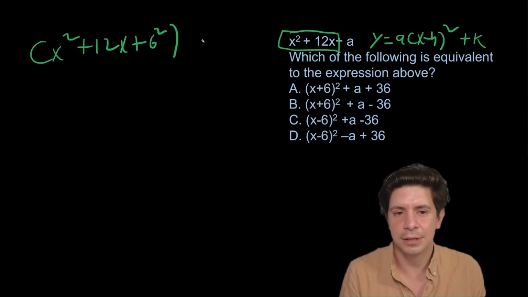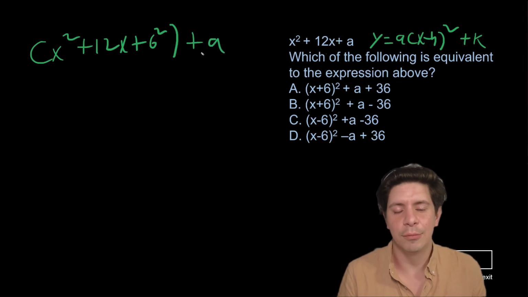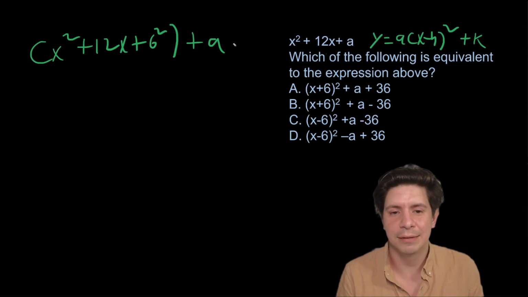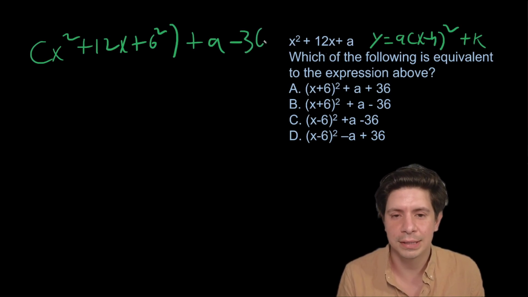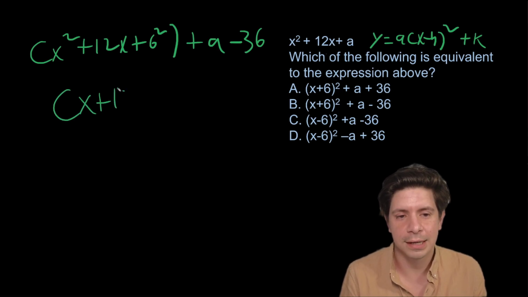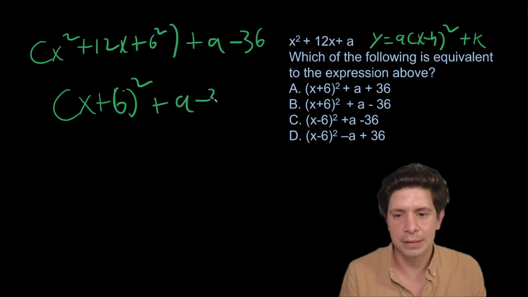And then the a is on the outside, right? We have plus a. I'm going to erase this so you can see the equation properly. And then we need to balance it because we've just added 6 squared to the inside of the parentheses. To keep that side balanced, we need to subtract 36. So it's going to be like that. Then when we factor with the perfect square, we're going to get x plus 6 squared plus a minus 36, and that would be b.